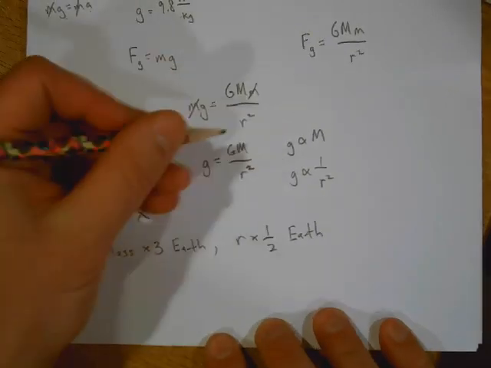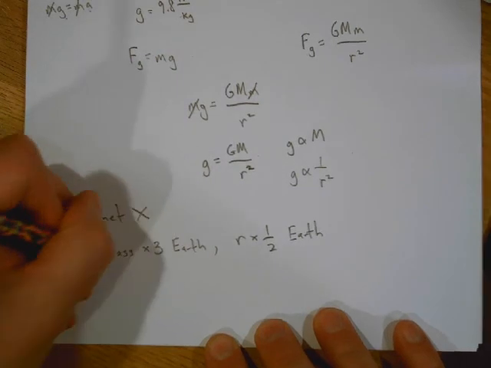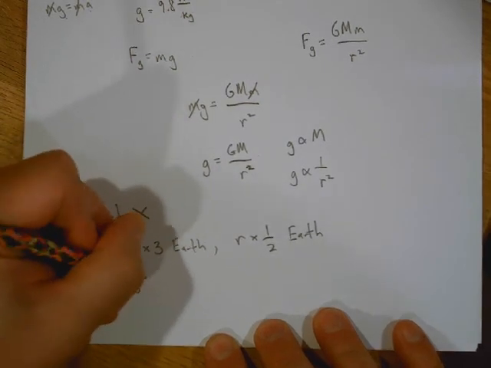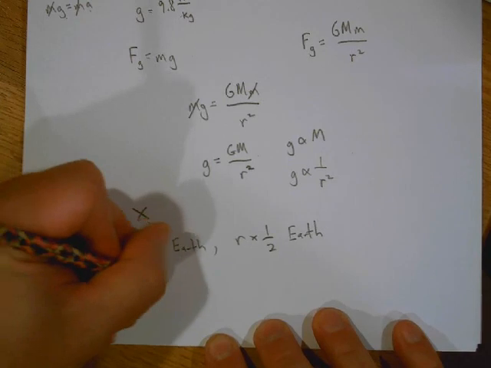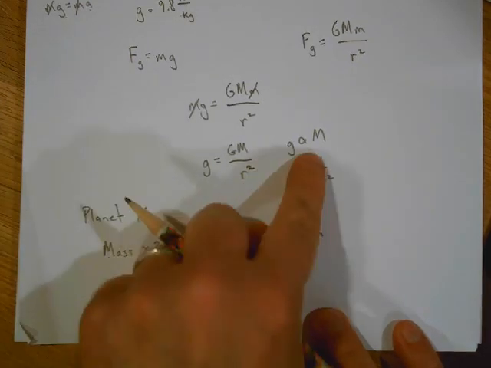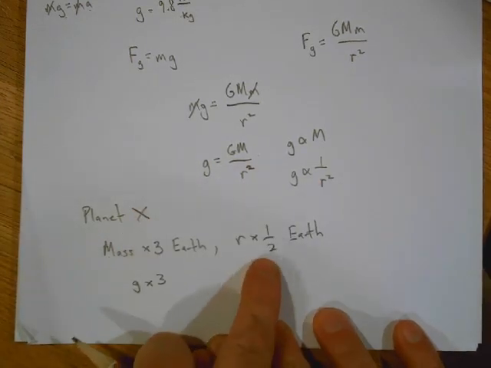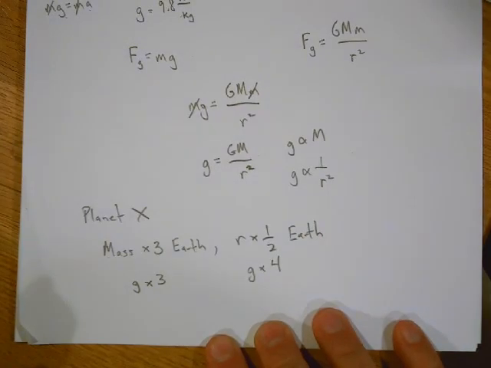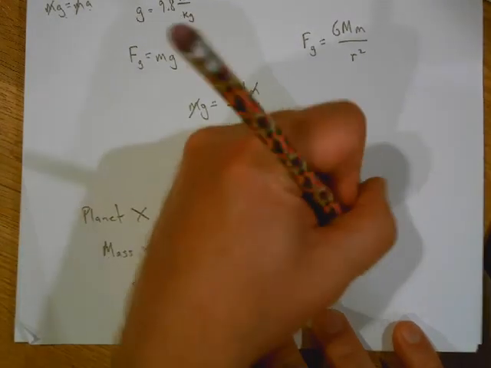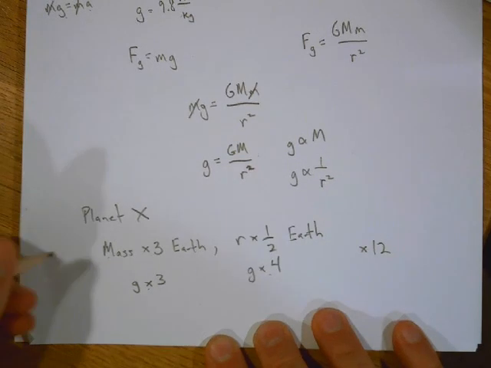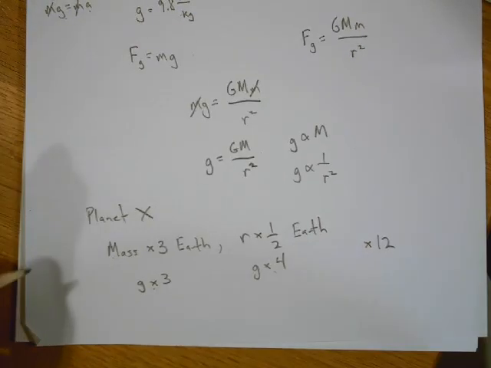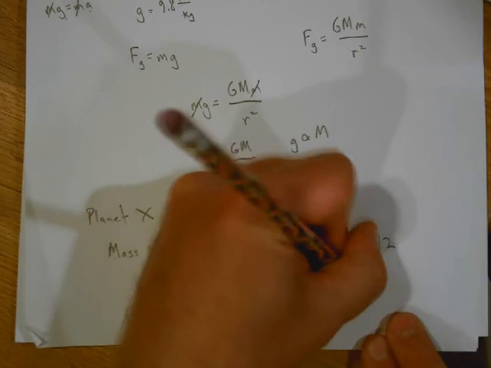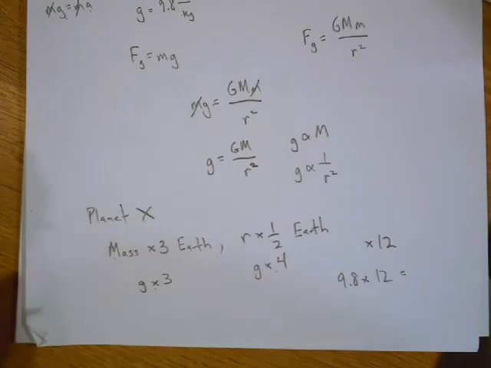As we just did, I know that g is proportional to M. So if the mass is 3 times greater, g is times 3. I know that g is proportional to 1 over r squared. So if r is 1/2 as big, I take the inverse of that, I get 2, and I square that, and I get 4. So g is times 4 as big. If I do this and this, my g is times 12. So the gravitational field strength on planet X would be 9.8 times 12. It would be like 12 g's.